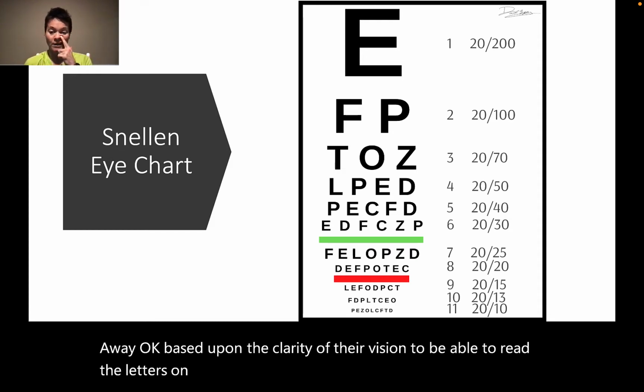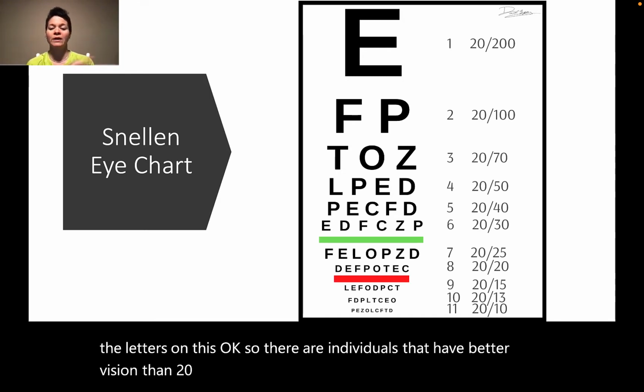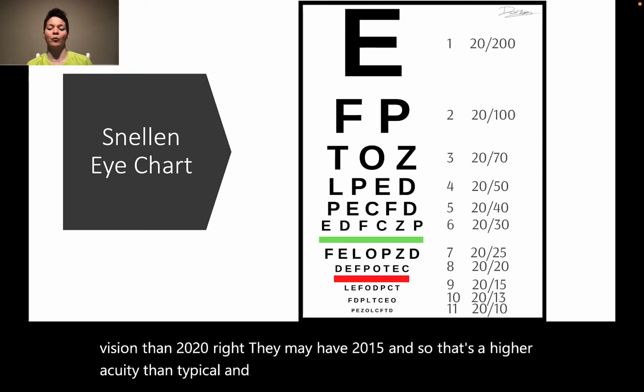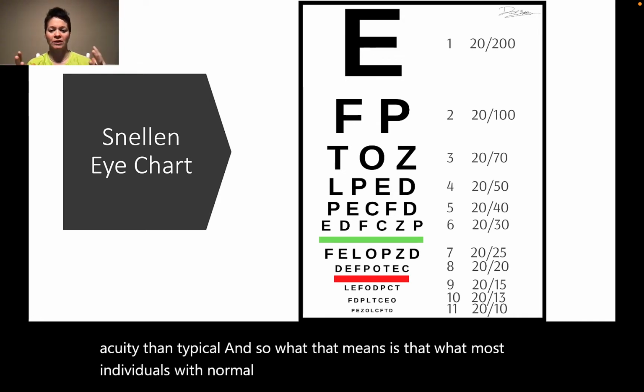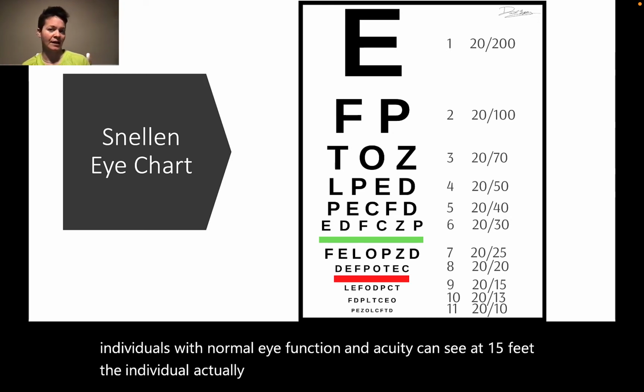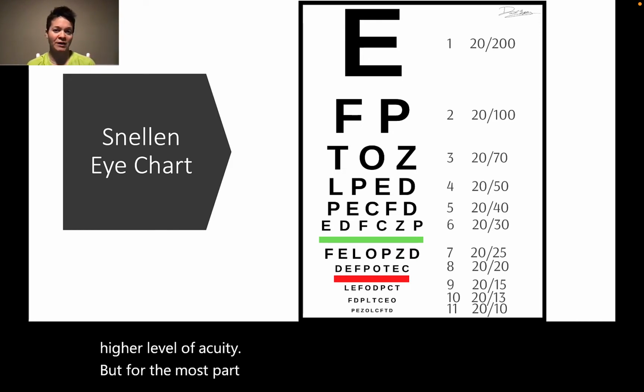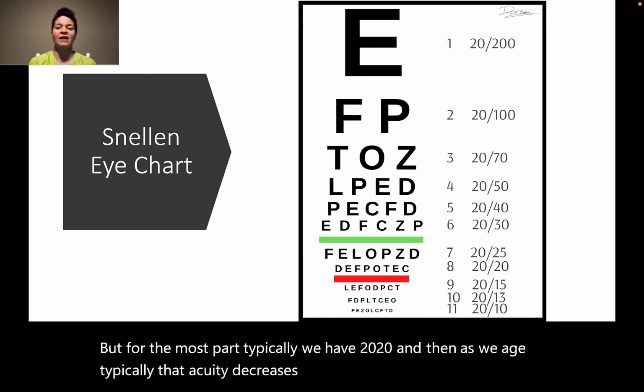Okay, so there are individuals that have better vision than 20/20, right? They may have 20/15, and so that's a higher acuity than typical. And so what that means is that what most individuals with normal eye function and acuity can see at 15 feet, the individual actually can see at 20 feet. So they actually have a higher level of acuity. But for the most part, typically we have 20/20, and then as we age, typically that acuity decreases. So just so you have an idea of what 20/20 actually means.